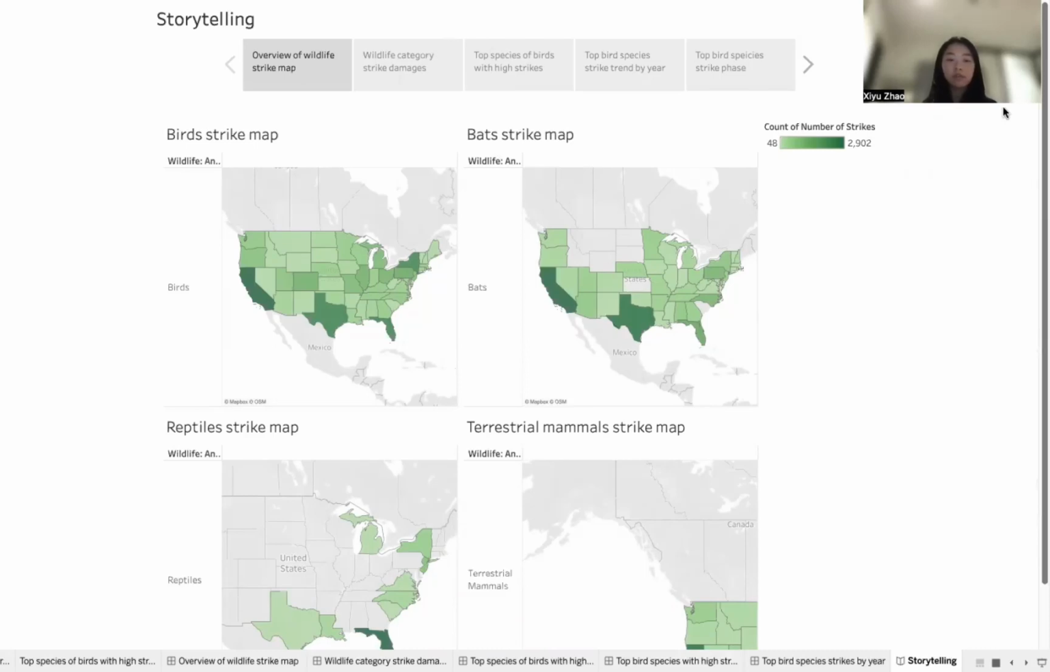This presentation is a visualization of air traffic strikes involving wildlife animals, and is focused on the main animal categories and species, the cost of strikes, and the severity of damages. In addition, I will also explain the phase of flight and fly above the ground to explore the most dangerous phase in which strikes are likely to occur.